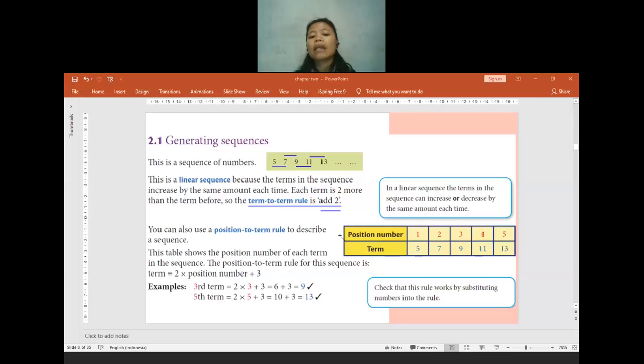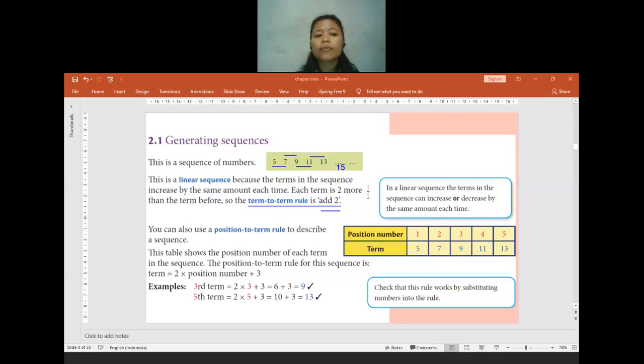The term-to-term rule is how the number changes from the previous one into the next one. So from 5 into 7, I add 2. From 7 into 9, I add 2. So later, if you are going to find the number after 13, what number will it be? Anyone want to try? After 13, what number will it be using this term-to-term rule? Yes, it will be 15.